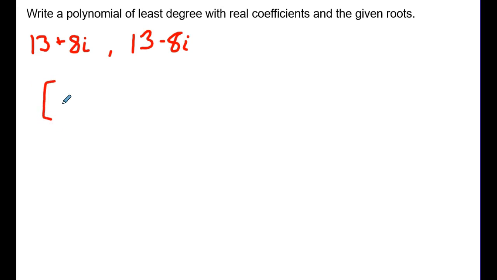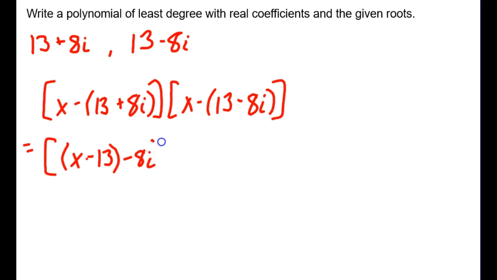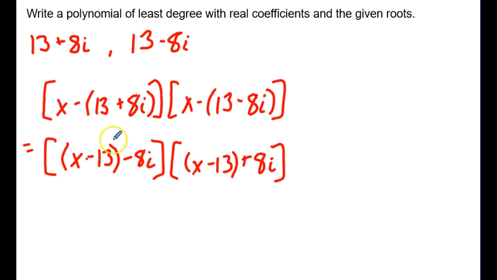Now, writing this in factored form, we have x minus 13 plus 8i, and then we have x minus 13 minus 8i. Rearranging these terms a little bit, this is going to be equal to x minus 13 minus 8i, and then we have x minus 13 plus 8i. If you recall from the last lesson, we can use the FOIL pattern to FOIL this out because we're thinking of this as one term.